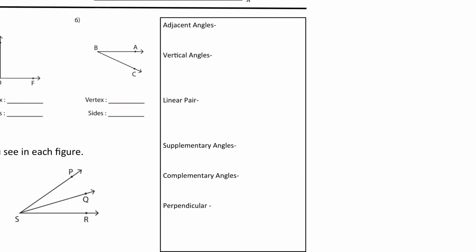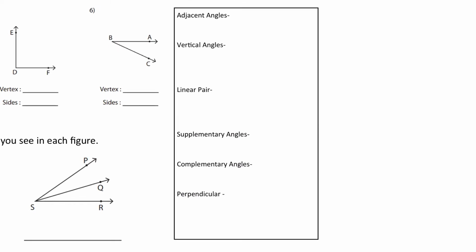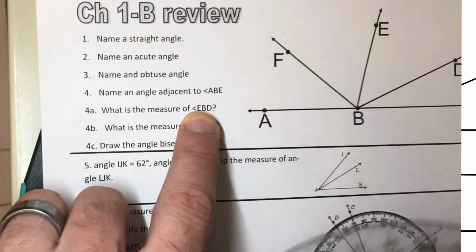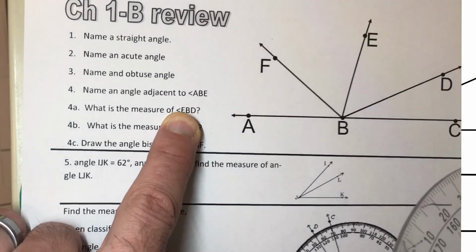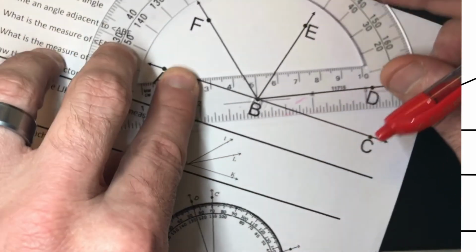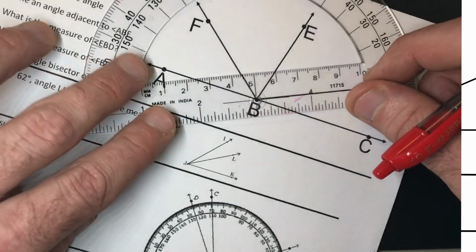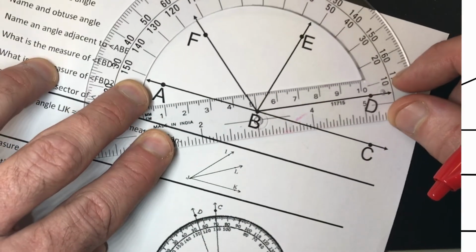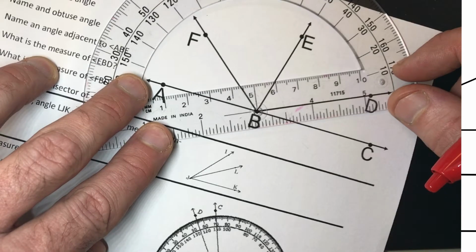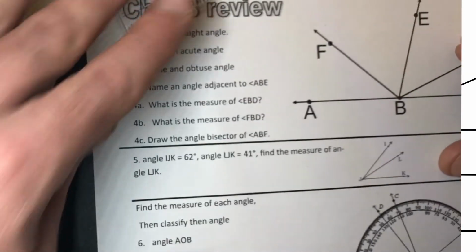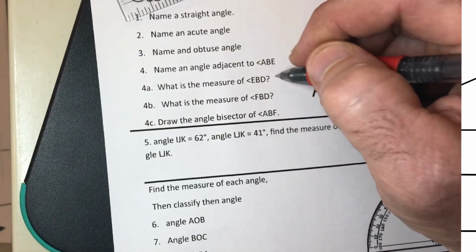Okay, on this vocabulary stuff right here, what I want you to do is you could either write it in words or just draw an example of each one of those. Okay, so I'm going to drop down to 4A where you're measuring EBD. So angle EBD, focus. How big is angle EBD? 52. It's a little bit more than 50, so it's about 51, 52, something like that.